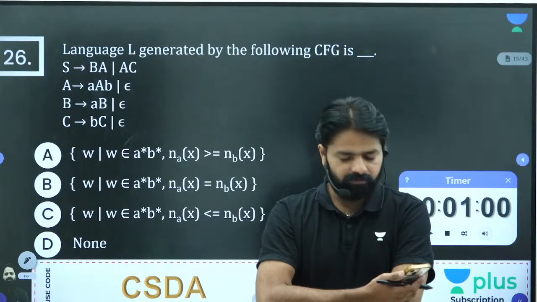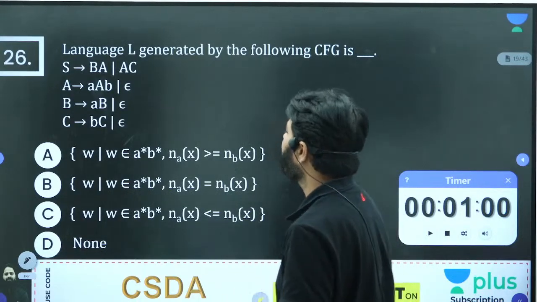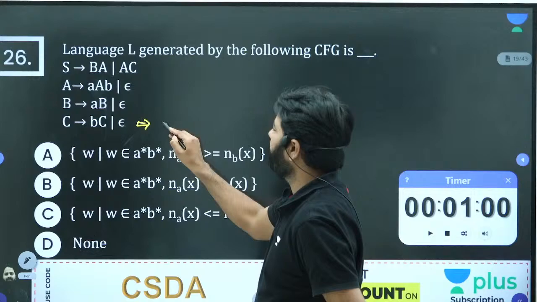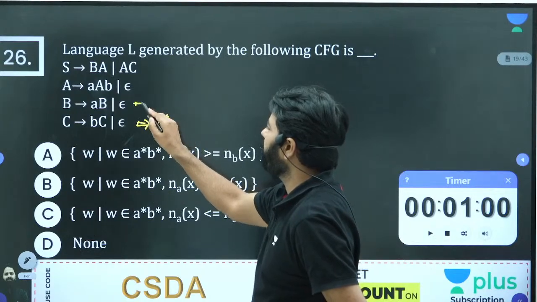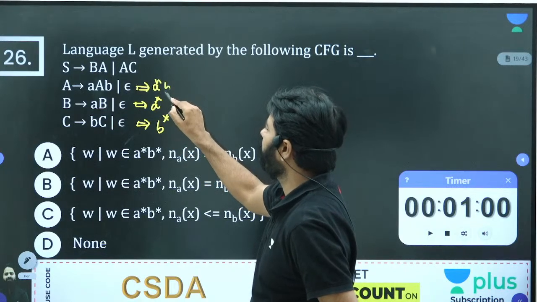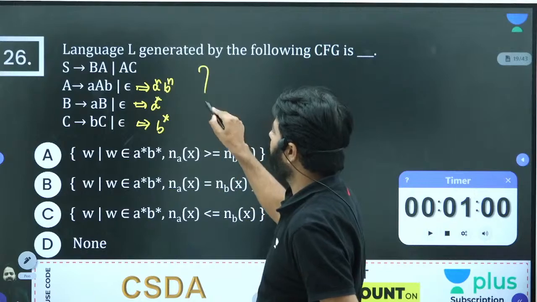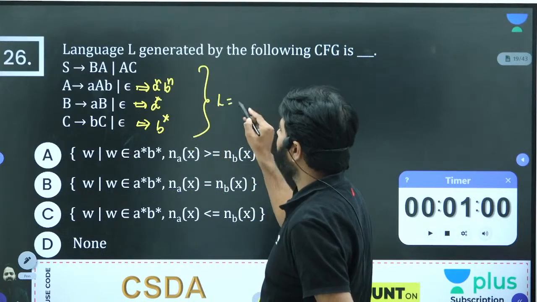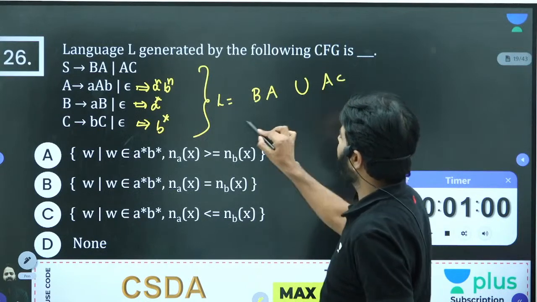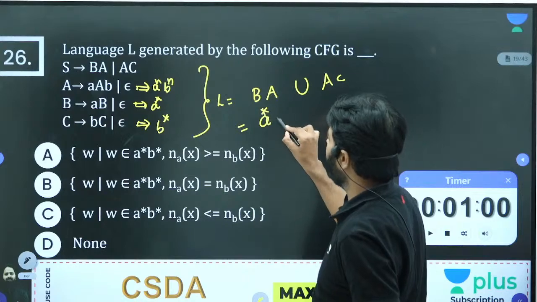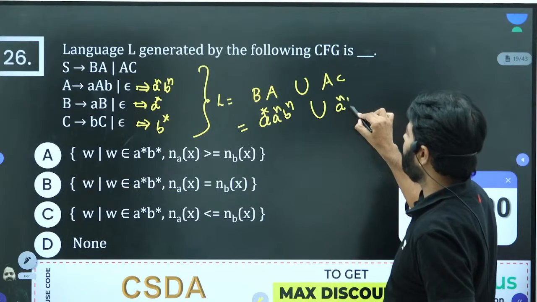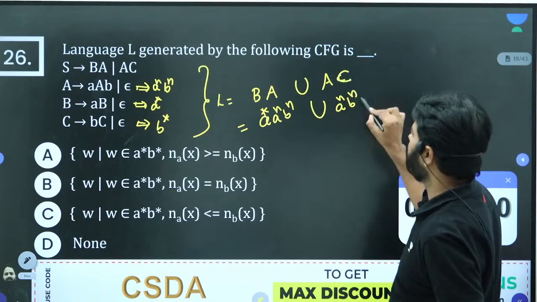Now what is the C here? B star. What is B? A star. What is A? A power n, B power n. And what is your language? Either BA union AC. What is BA? B is A star, A is A power n, B power n. Union. What is AC? A means A power n, B power n, and C means B star.